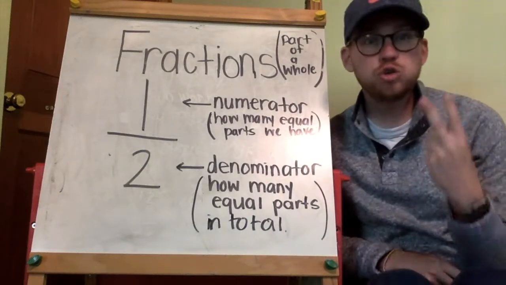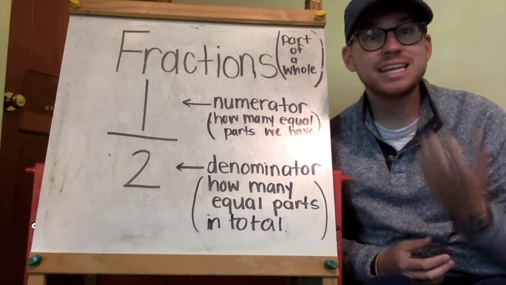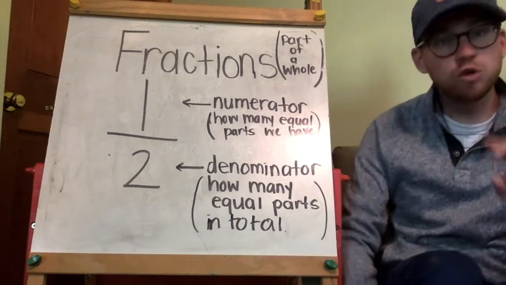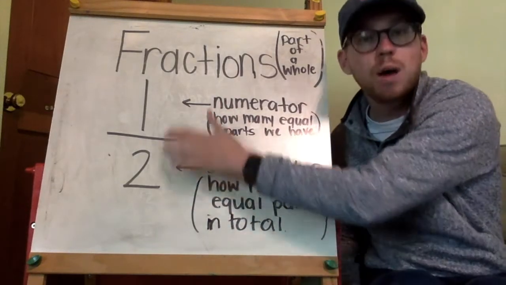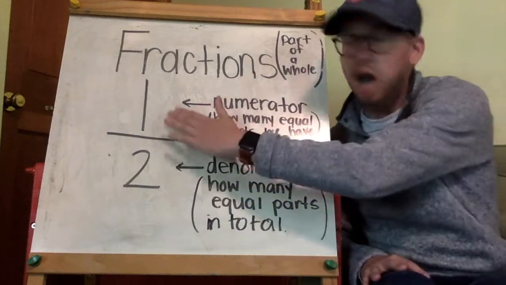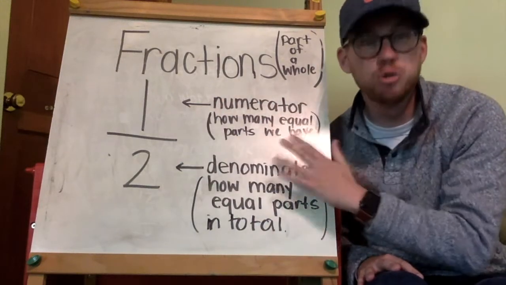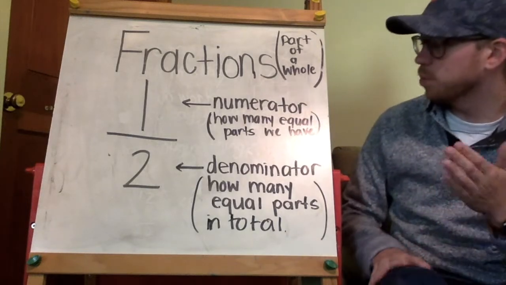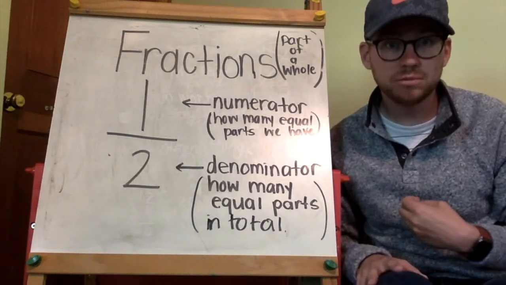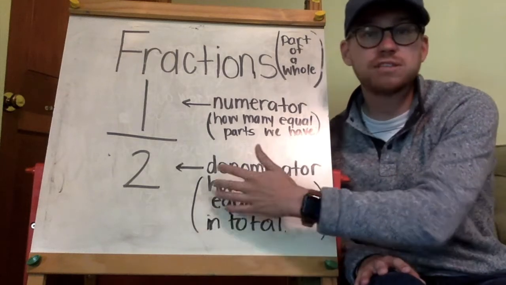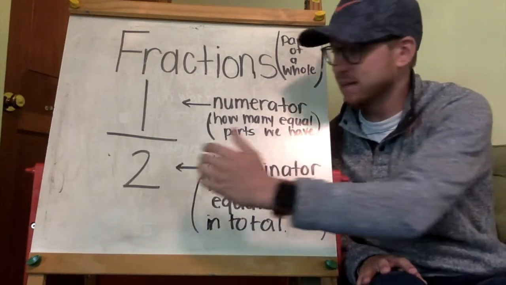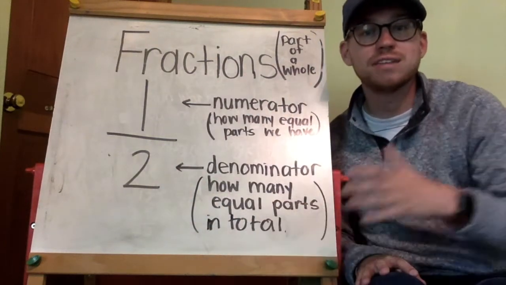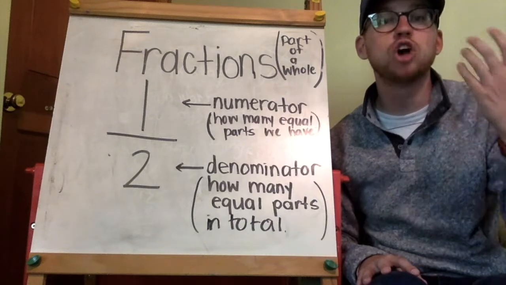So there's two really important terms that we need to know and that we need to remember when we're talking about a fraction. And those two terms are what the two numbers in a fraction are. So the top number of a fraction is called the numerator. And the numerator is how many equal parts we have. Okay? And then the bottom number is called a denominator. The denominator is how many equal parts are in total.